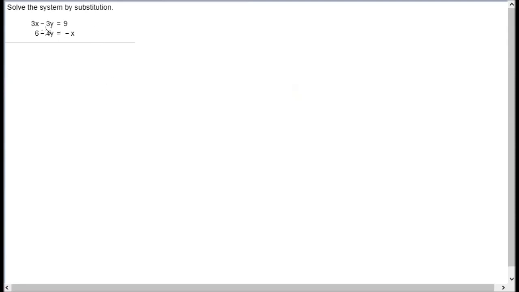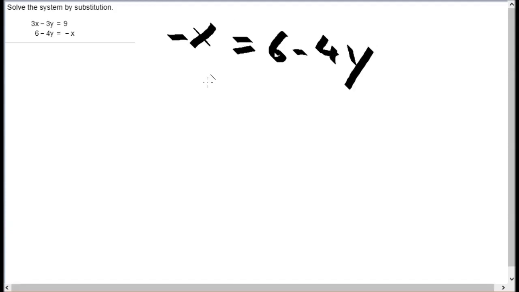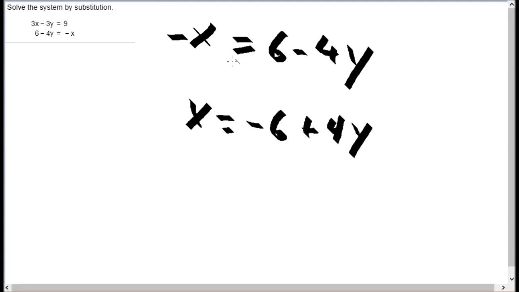Alright, so if you want to take a look at this system, we're going to solve by substitution. We're going to take one of these equations and maybe solve it for x or y. I kind of like to do this one here so we have some easier coefficients. So we'll just go ahead and say that we have negative x is equal to 6 minus 4y. Then we're just going to multiply both sides by negative 1 to get x equals negative 6 plus 4y.